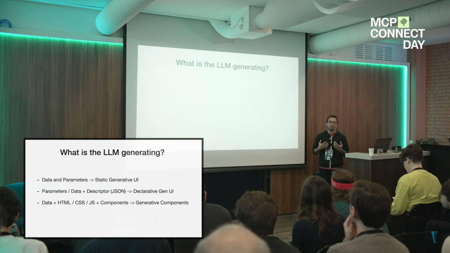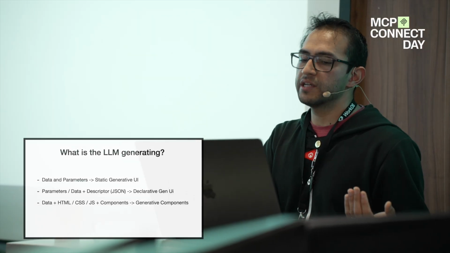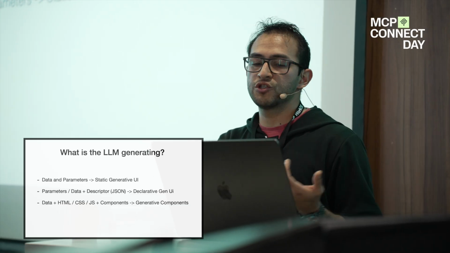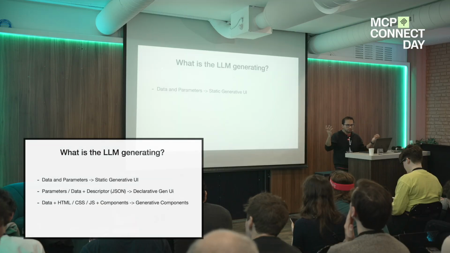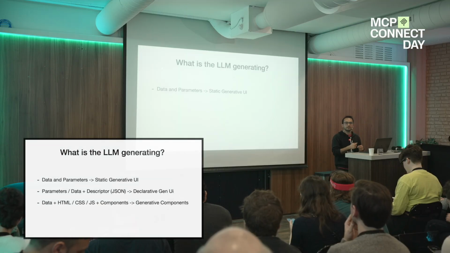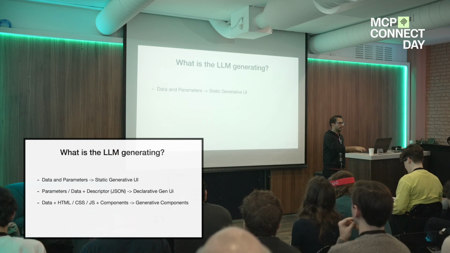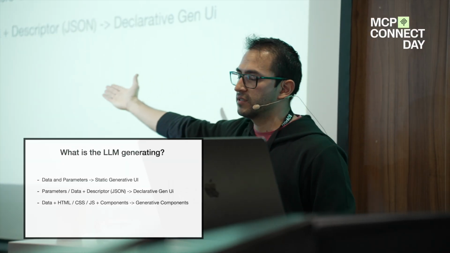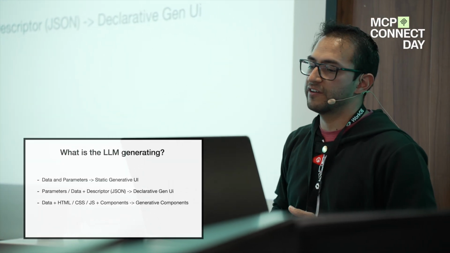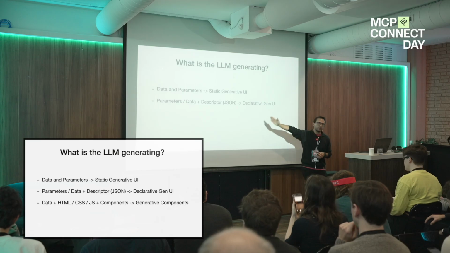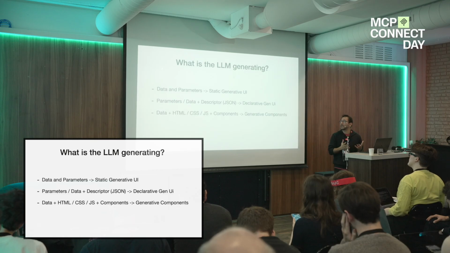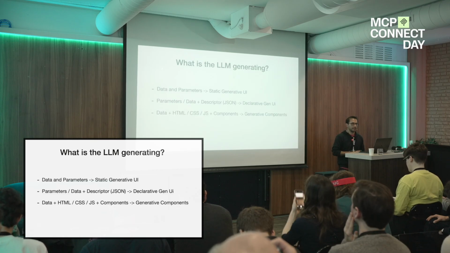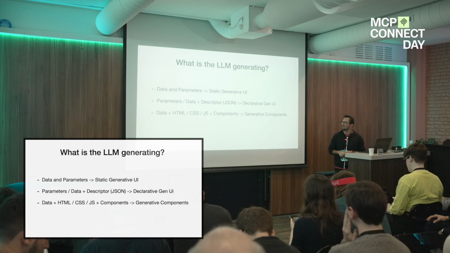If you want to know what these types are, just ask yourself, what is the LLM rendering? If the LLM is just rendering parameters and data, then we have static generative UI, where you have your components and the client, and you just generate this with the data parameters. If the LLM is generating JSON with descriptors, then we have something like the JSON renderer from Vercel, where it's not actually creating the components, it's creating the JSON and the representation. And finally, my demo, where the LLM is actually rendering UI and CSS, JS, React, you name it.